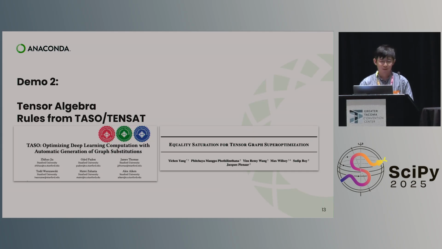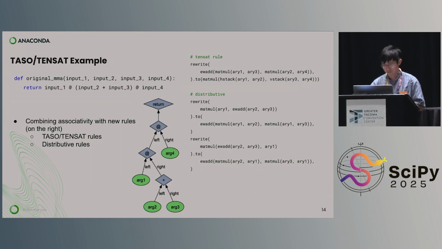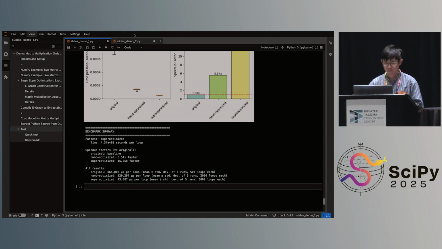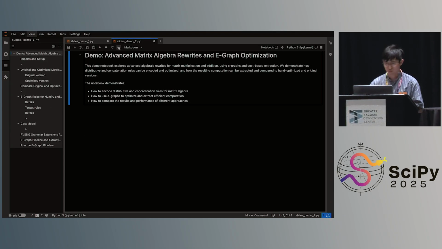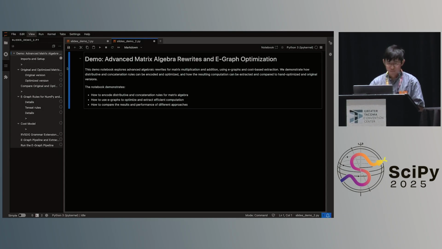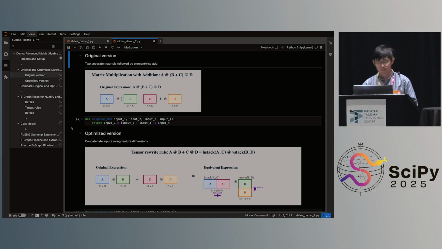The next demo is from a paper called TENSAT. It's a state-of-the-art super optimizer for deep learning tensor graphs. They have some rules that I'm going to use, and there's a sibling paper, TENSAT, which uses equality saturation to implement the same thing. So over here, I'm going to run the notebook. In this case, another simple example to illustrate.